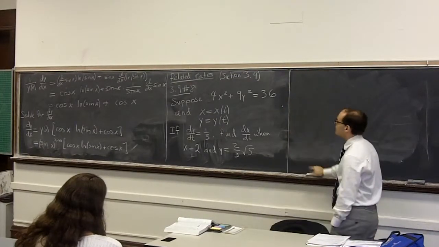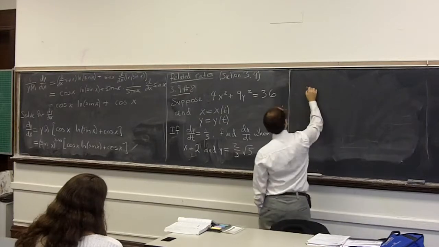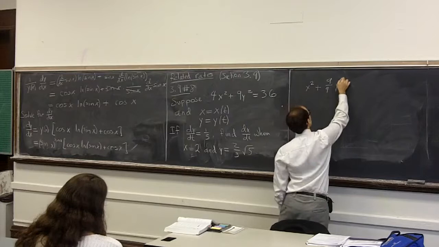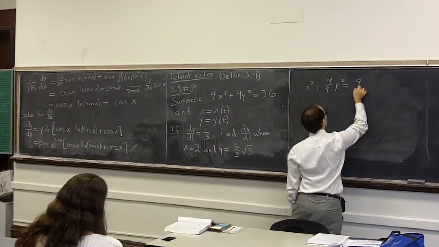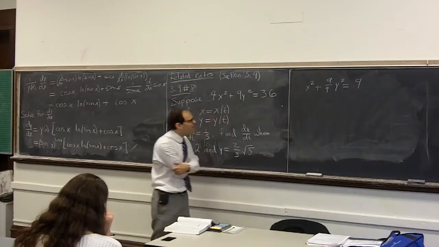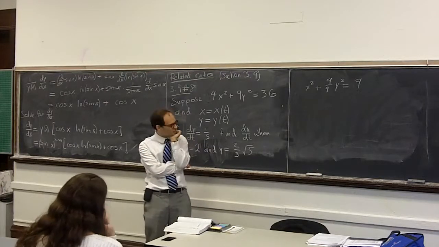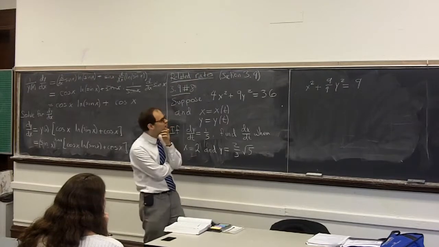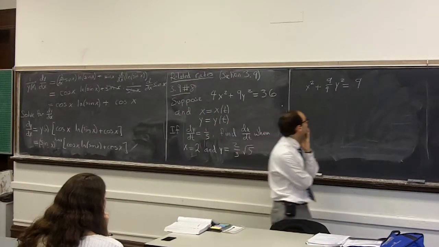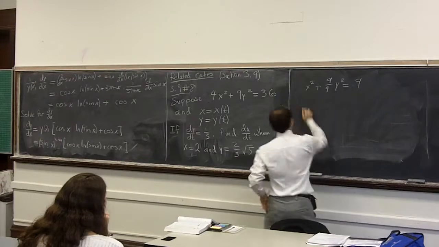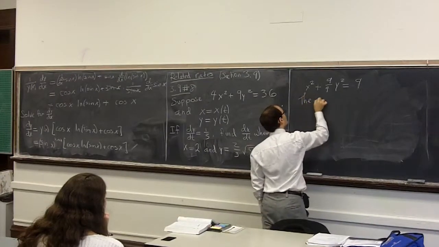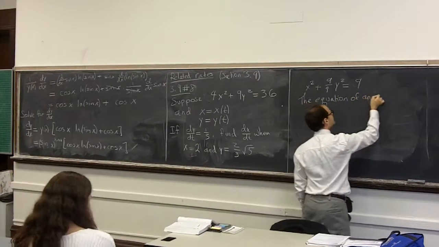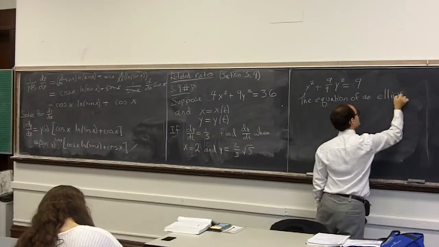Right, like I could divide both sides by 4. I could say x squared plus 9/4 y squared is equal to 9. Not quite a circle. What is this? It's not a circle. It's almost a circle, though. Yeah, this is an ellipse. This is the equation of an ellipse.